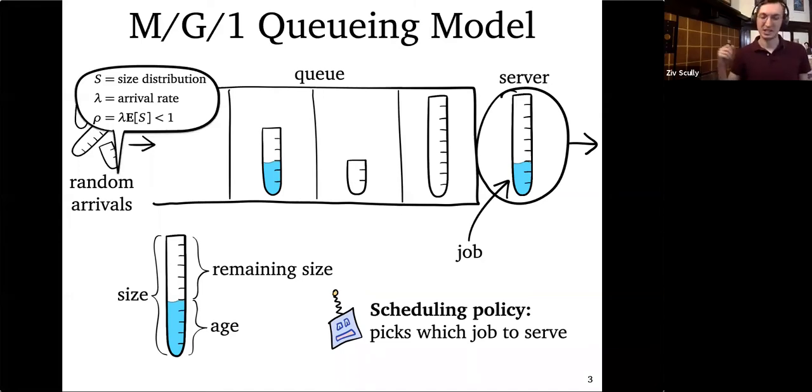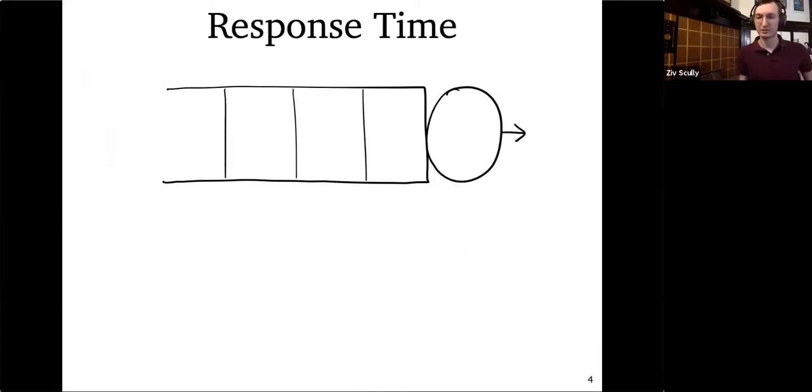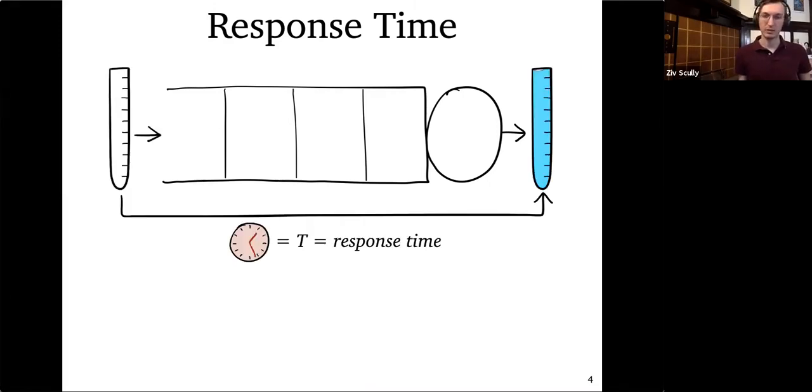MG talks about the stochastic arrival process. And we're going to measure the performance of our queuing system with something called response time. A single job's response time is the time from when it first arrives to when it leaves, all done. And a job's response time is going to be heavily influenced by the scheduling policy in use, which decides when each job gets to run.